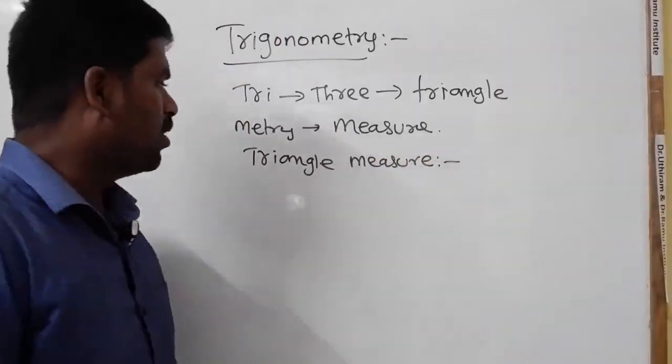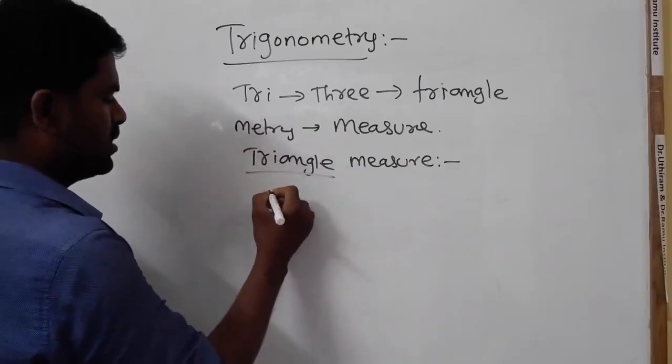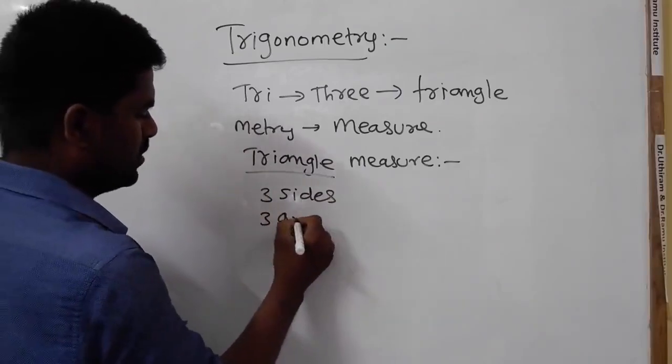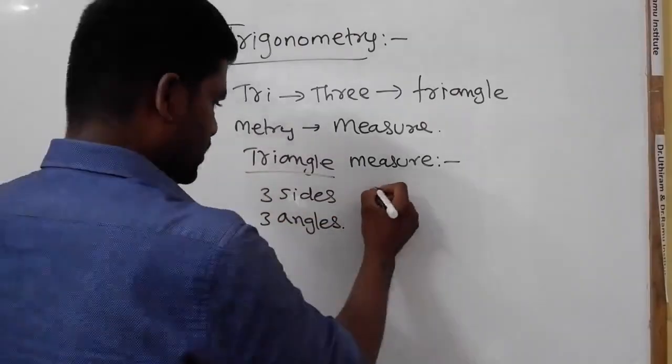So in a triangle, this figure has 3 sides and 3 angles, something like this.